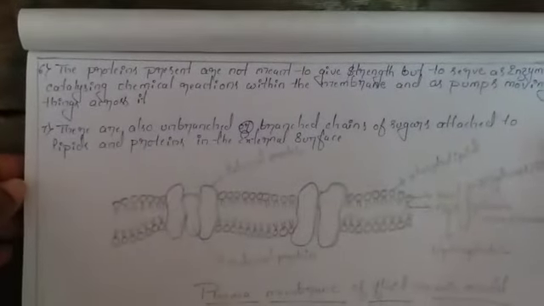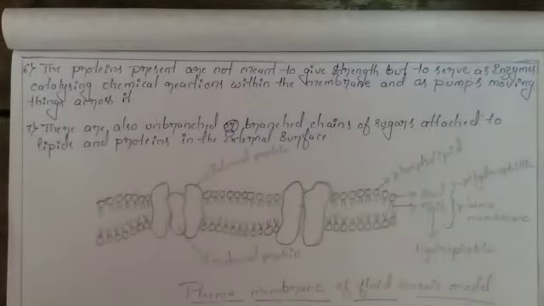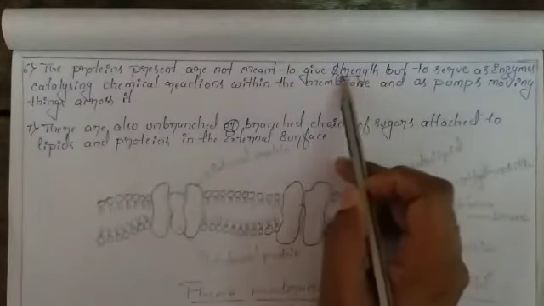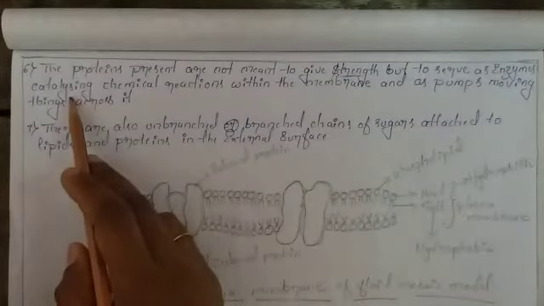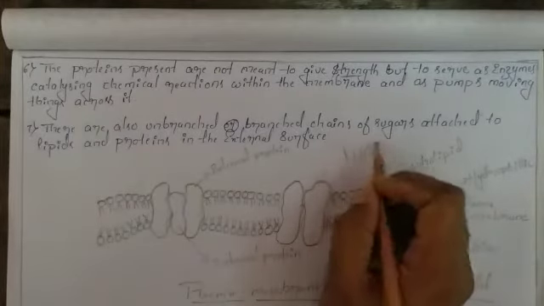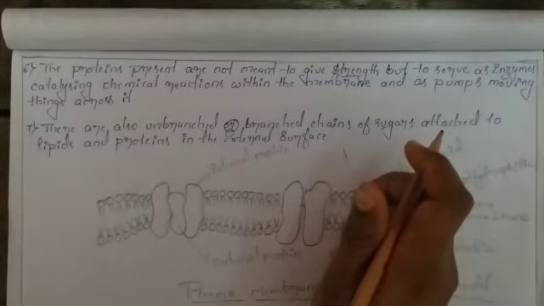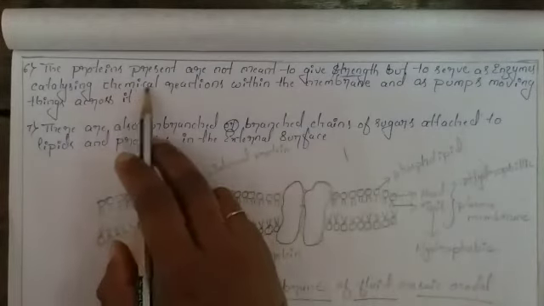This is the meaning of the sentence. So let us continue. There are 2 more points related to the structure. The proteins present are not meant to give strength but to serve as enzymes. Please note the point, students. The proteins are not there to give strength but serve as enzymes. One characteristic feature of an enzyme is catalyzing chemical reactions. Lytic means breakdown, so the enzyme helps to break down, catalyzing a chemical reaction.